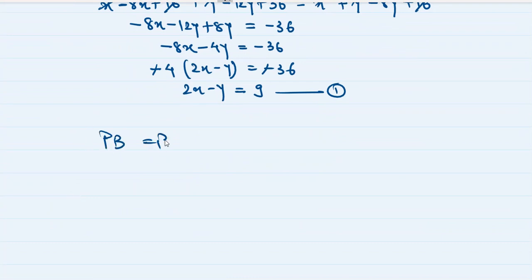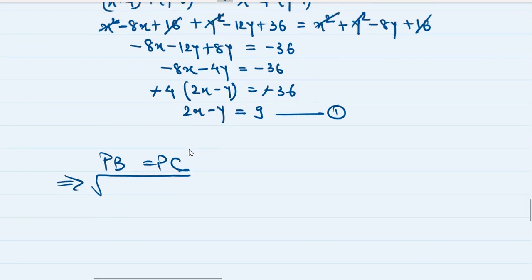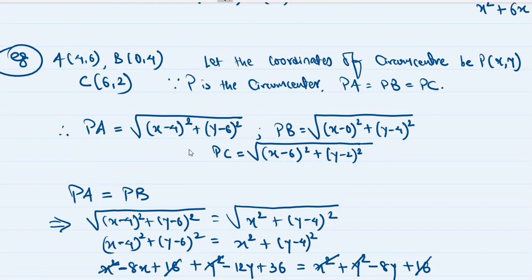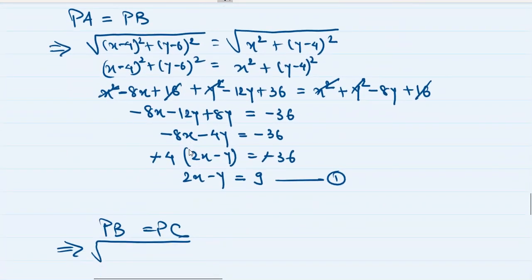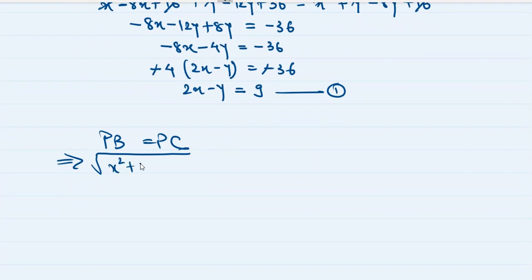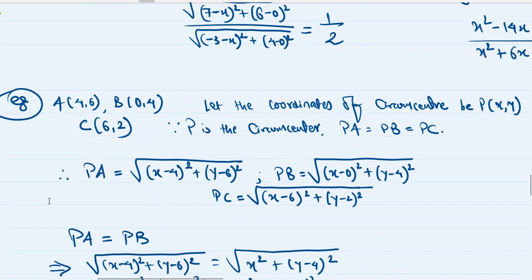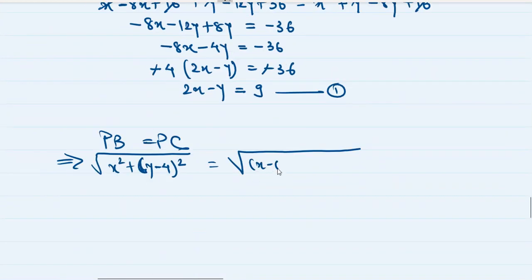PB is equal to PC is given, which implies that PB is under root of (x minus 0) the whole square plus (y minus 4) the whole square, that is x square plus (y minus 4) the whole square, right? I'll directly write x square plus (y minus 4) the whole square, because I already know what PB is, equal to under root of PC. PC is (x minus 6) the whole square plus (y minus 2) the whole square.